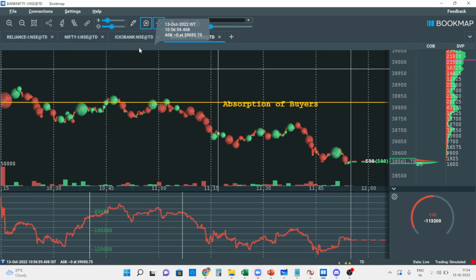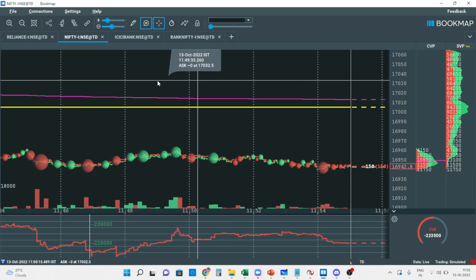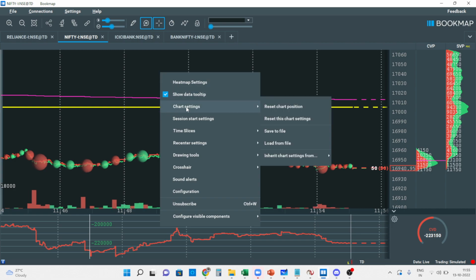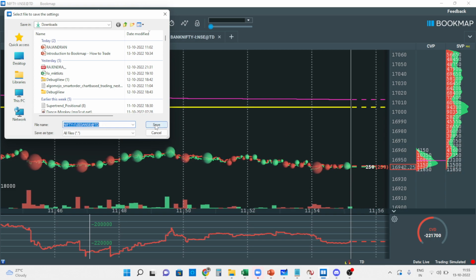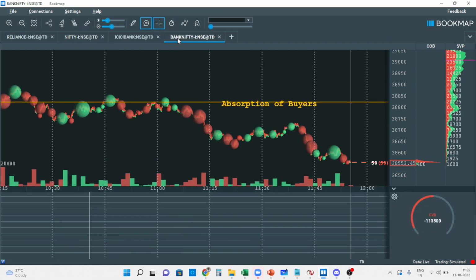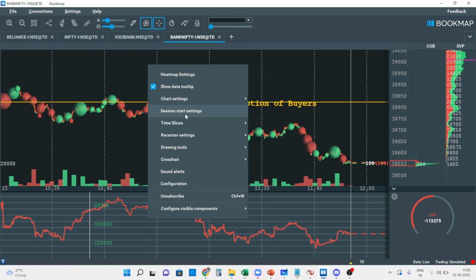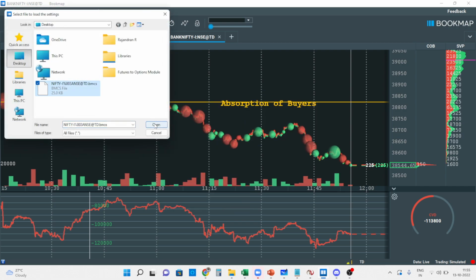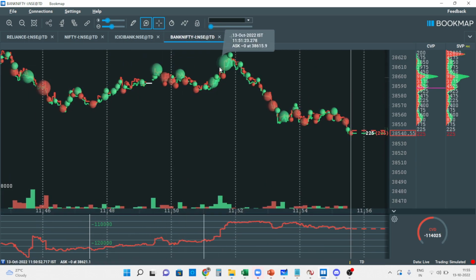I can tell you, even Nifty and Bank Nifty, more or less, the VWAP is not getting touched at all. So if in case we want to apply the settings, you can go and save that as a template. You can go to the chart settings and save it to a file. I'll say, like, a Nifty activity file, and I'll put it on the desktop. And I'll go to Bank Nifty. I can apply those same settings. I'll right click, go to the chart settings, and load from the file. I'll select that particular file, so it automatically tries to bring those similar settings into Bank Nifty as well.